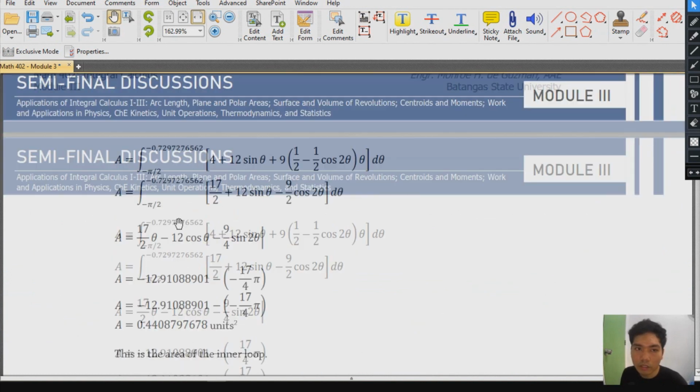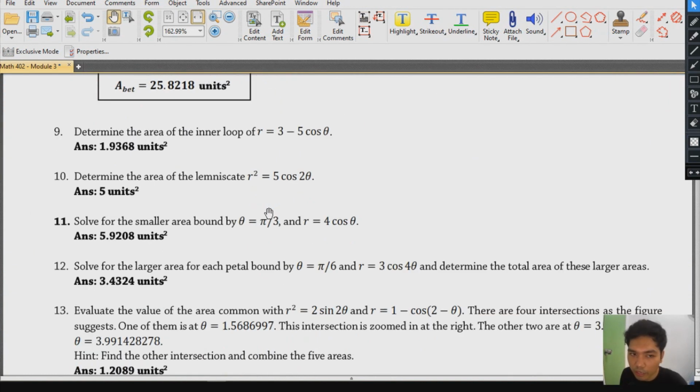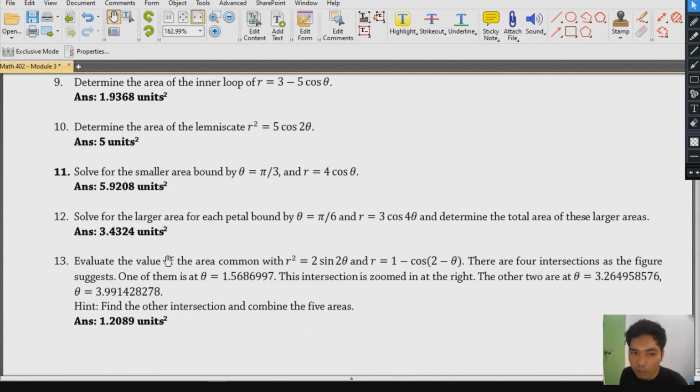So ito namang, let's say for example, itong sinagutan nyo itong number 10. So madali lang naman yan. Ano lang yan, lemniscate lang yan. Determine the whole area. So wala tayong problema dun sa just the limits. From 0 to pi o 0 to 2 pi kung saan kayo mas comfortable. And then this 12, larger area. So yun, hanapin nyo lang lagi yung limits of integration.